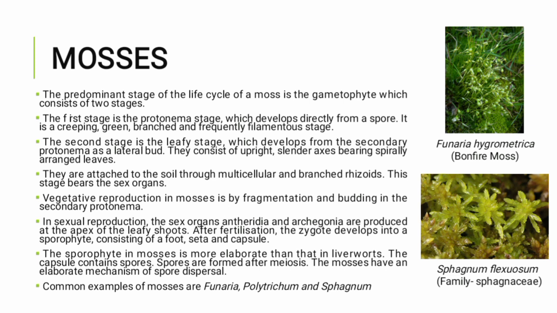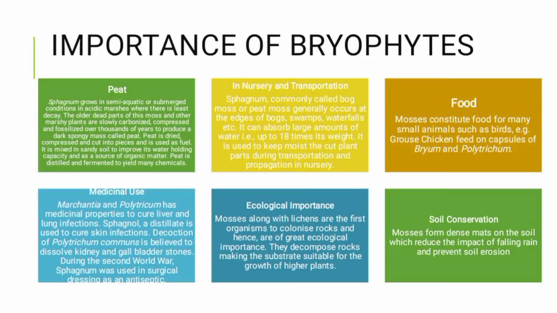What you want to take note of is that they can reproduce vegetatively, which is by fragmentation and budding in their secondary protonema, and then for the sexual reproduction, it's just the normal zygote formation that I've mentioned earlier. Their sporophyte consists of a foot, seta, and capsule, and basically they disperse their spores after meiosis to different regions. We have examples like Funaria, Polytrichum, and Sphagnum. These are examples of mosses.